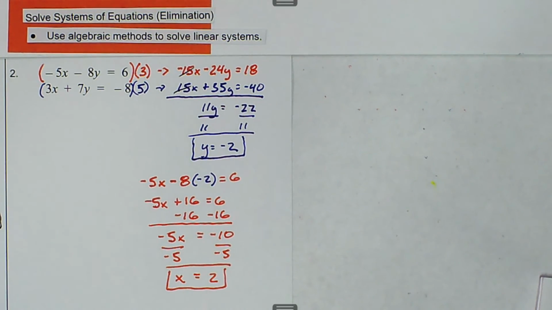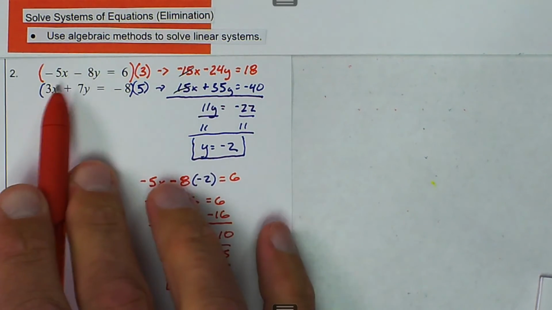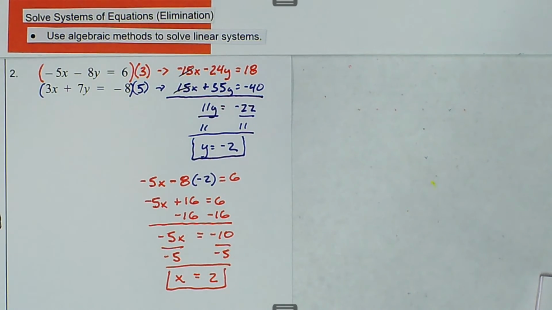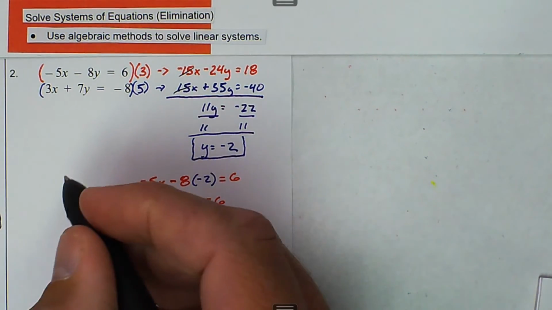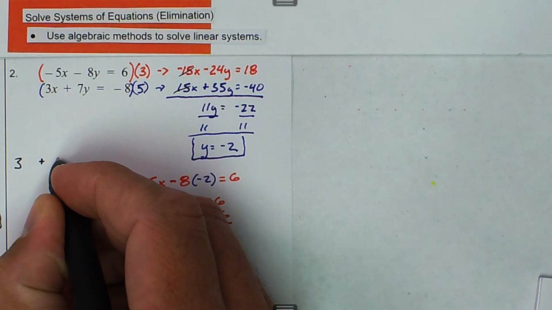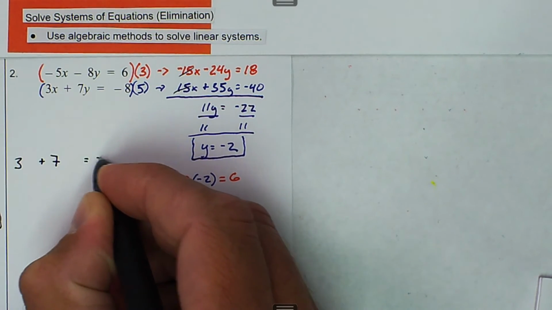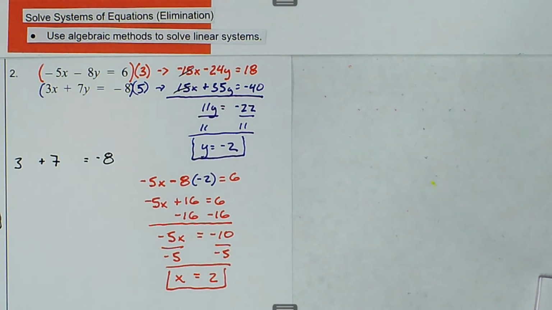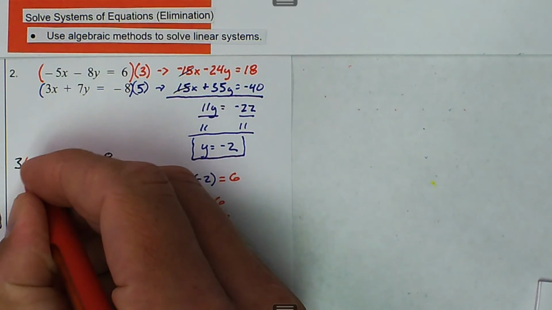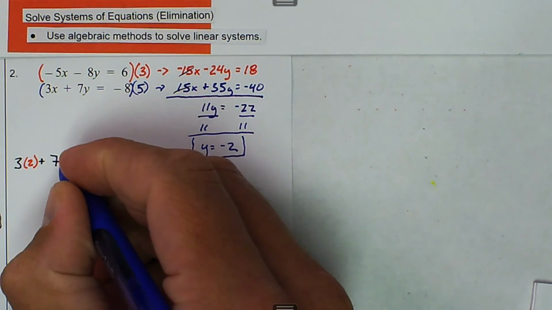So then the last step is we have to pick the other equation. We used the top equation, now we have to use the bottom equation to check. So I'm going to write out 3 times x plus 7 times y equals -8. And I'm going to substitute in the x and substitute in the y. So the x is equal to 2, and the y is equal to negative 2.